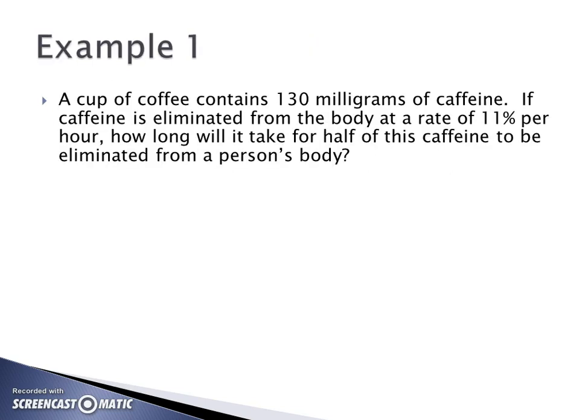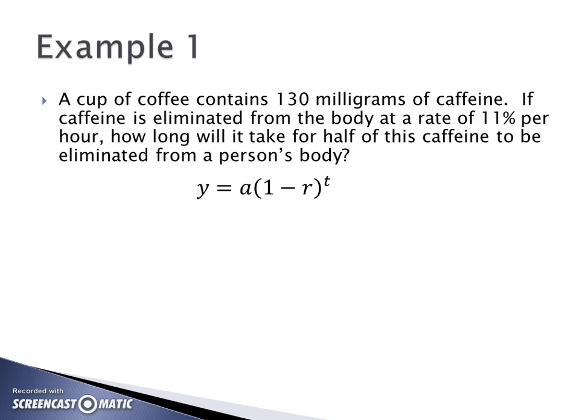Example 1, a cup of coffee contains 130 milligrams of caffeine. If caffeine is eliminated from the body at a rate of 11% per hour, how long will it take for half of this caffeine to be eliminated from a person's body? So we're going to use the formula y equals a times 1 minus r to the t. We're typically going to be given this equation. We just need to know how to substitute values in.